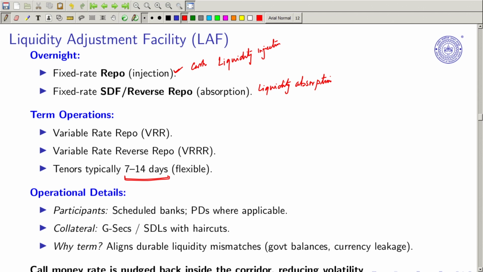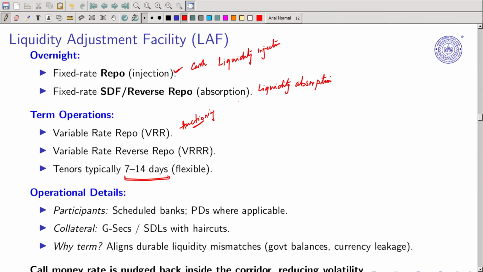So, overnight is about the repo by SDF. I hope by this time you have clarity that repo is by SDF and reverse repo, and term operations are by variable rate repo and variable rate reverse repo, VRR and VRRR, and here mostly through the scheduled banks. And then here we have the G-Secs and SDLs with haircuts, which means that some adjustment will be there, and this is what we often find.